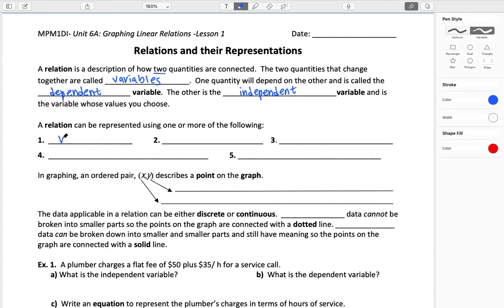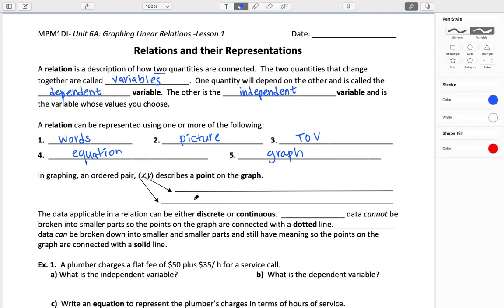Okay, for example, a relation can be represented using one or more of the following. So you could represent a relation using words in a sentence. You could use a picture. You could also use a table of values. And also you can represent using an equation, which we will be looking at. And after that, you could represent a relation using a graph.